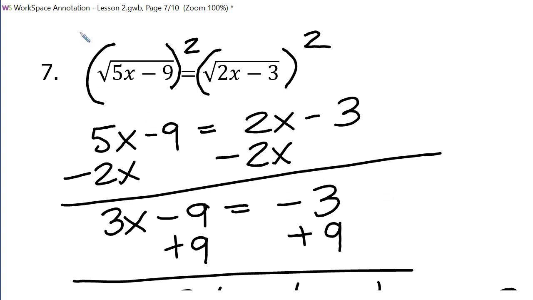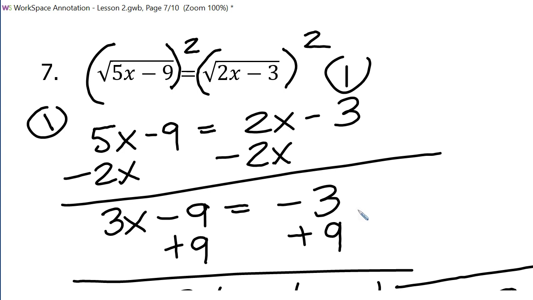If I put a 2 right here, what is 5 times 2? What's 10 minus 9? And the square root of 1? 1. So on the left side, I got a 1. Now, if I put the 2 over here, what's 2 times 2? And 4 minus 3. And the square root of 1? 1. So we got the same answer for both sides. So x equals 2 is the correct answer. So you can check every single answer today.